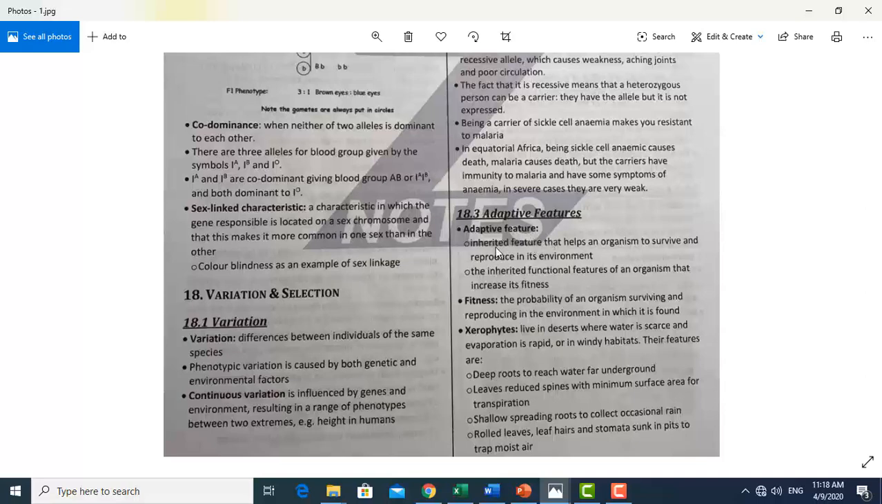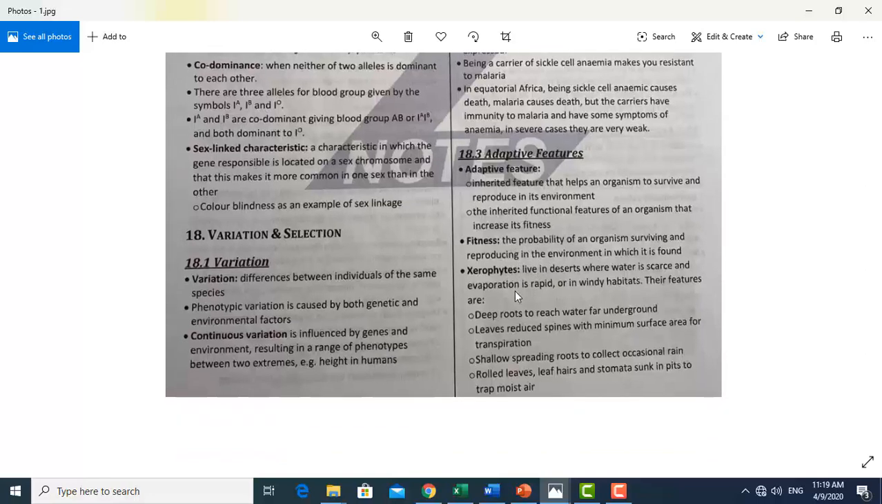An adaptive feature could be an inherited feature that helps an organism survive and reproduce in its own environment. It is an inherited functional feature of an organism that increases its fitness. When I say fitness, that means the probability of an organism surviving and reproducing in the environment.